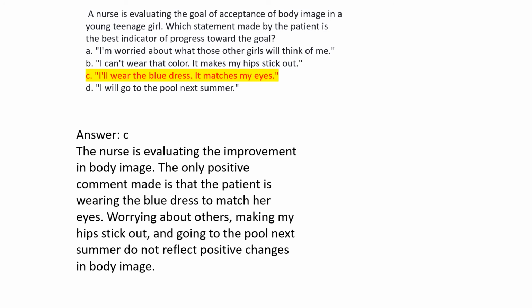Answer: C. I'll wear the blue dress. It matches my eyes. The nurse is evaluating the improvement in body image. The only positive comment made is that the patient is wearing the blue dress to match her eyes. Worrying about others, making my hips stick out, and going to the pool next summer do not reflect positive changes in body image.